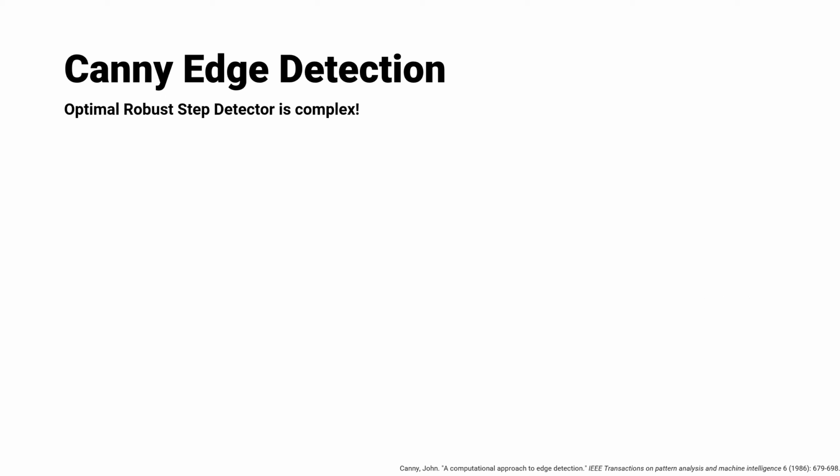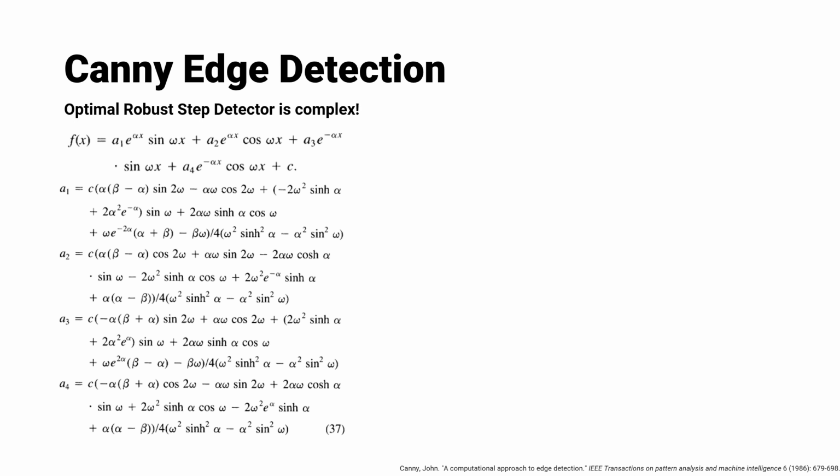So one of the best things in the paper of Canny Edge Detection is that he came up with this thing called the optimal edge detector, or the optimal robust step detector. If you have an edge, you basically want to see a step function. But the problem is that there is a lot of noise, right? And he came up with a mathematical formulation for detecting this in an optimal manner. When you actually derive this, it is very, very, very complicated, right?